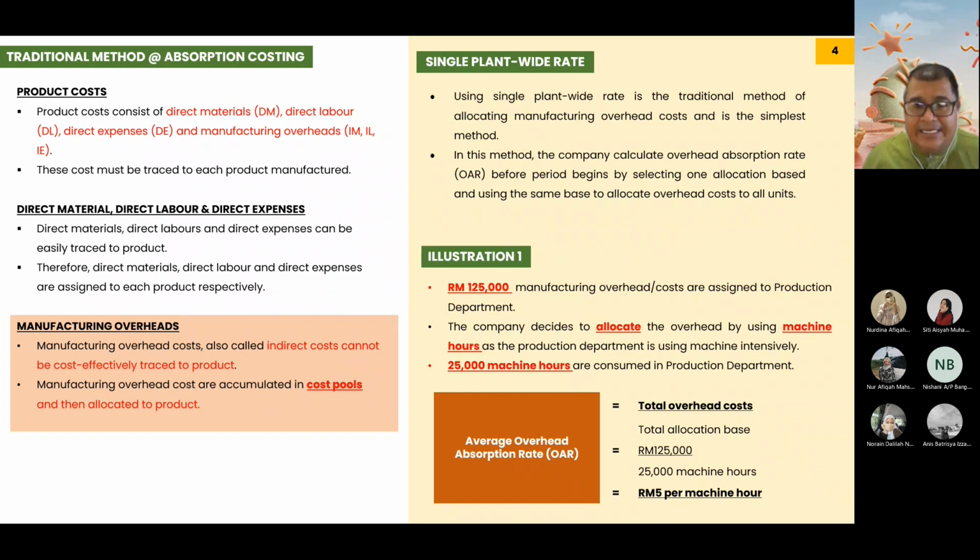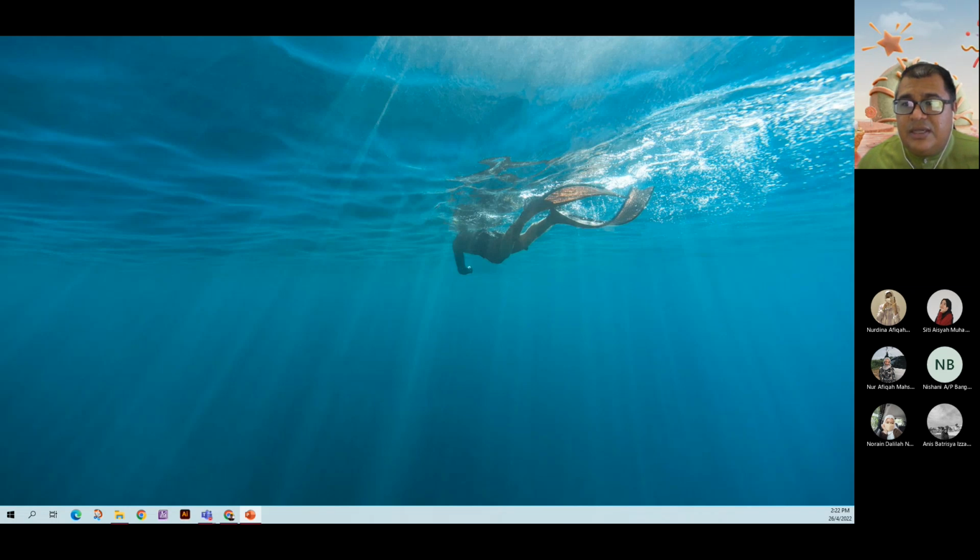Okay, dalam method ni company kita akan kira satu OAR sebelum period tu bermula, contohnya awal tahun, ataupun sebelum projek, sebelum apa-apa start, kita dah set satu. Okay? Dengan memilih hanya satu sahaja base, dan menggunakan base yang sama untuk kita allocate kepada semua unit, semua produk, semua department, semua services. Satu rate sahaja. And then jom kita tengok illustration dia ni. Contoh dekat sini saya boleh highlight using traditional method, single base.